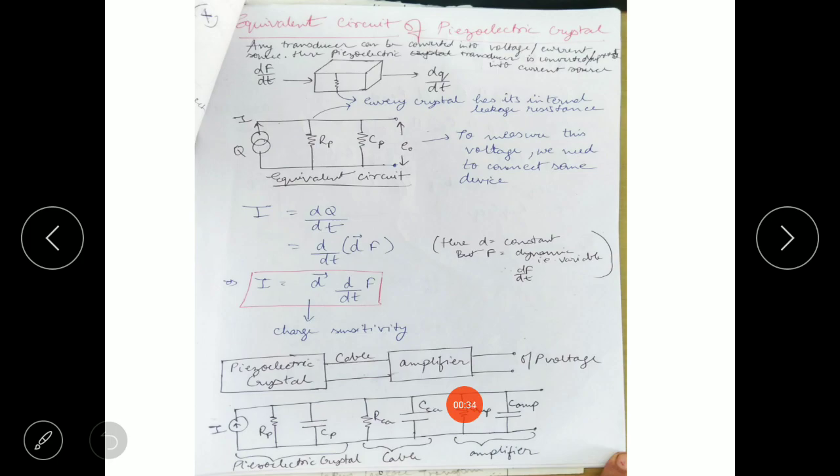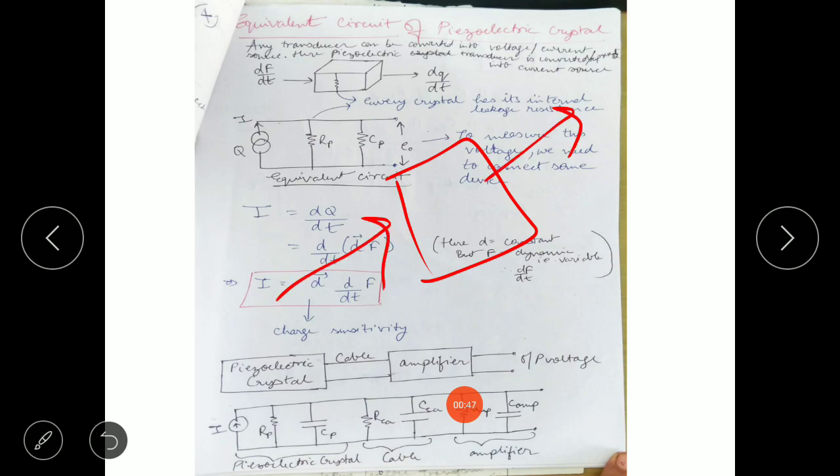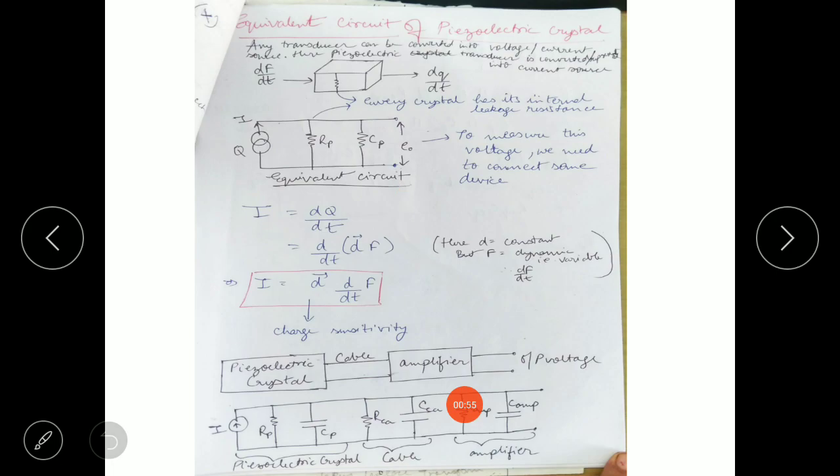As I've told you, in piezoelectric crystal, like any transducer, they can be represented in terms of voltage source or current source. Why? Because what is the work of a transducer? It converts any physical quantity into electrical quantity, that is voltage or current. So any transducer can be represented in terms of voltage or current source, but here we have represented the piezoelectric transducer in terms of current source.